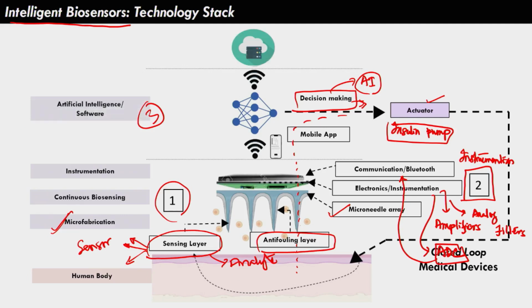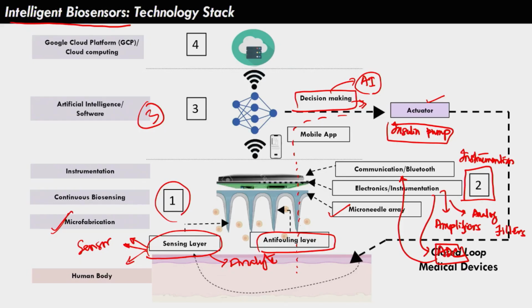The third stack is that, and the fourth stack is data storage. You can store it in the cloud. You can actually do the AI on the cloud as well. It's up to you, depending upon what type of AI you are using and what type of hardware you have. So these are stacks. In an intelligent biosensor, you would have four different technology stacks, and this is meant to simplify things and help you understand and identify which area you can contribute.